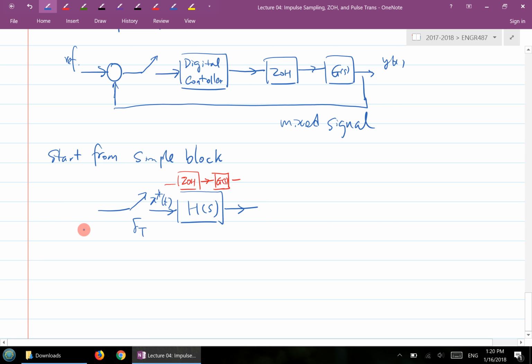So let me write this on the top of it here. And then the output, let's call the output y of t here. It's all continuous. It's all time functions. Time function, time function, time function. Now at the bottom here, I can write capital X of s, capital X star of s, and then here you have a y of s.